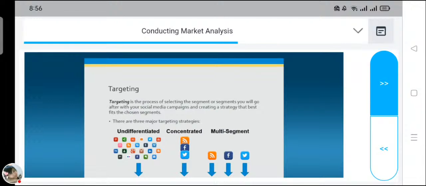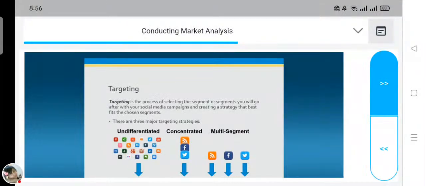Now, once we have our segments and we decide that this is the way we can break these people out in a meaningful way for us, the next decision we have to make is who are we going to actually target. So the next step in the STP analysis process is selecting which groups we intend to go after with our social media. There are three major targeting strategies that we could take.